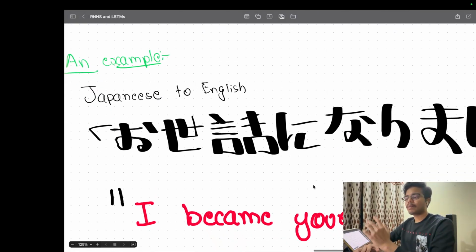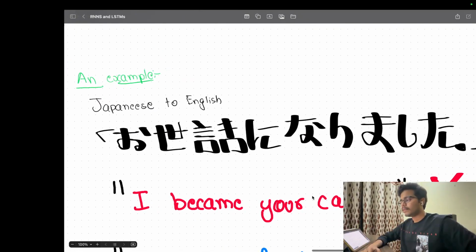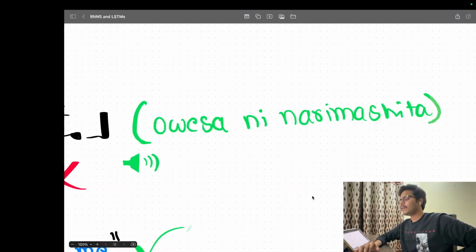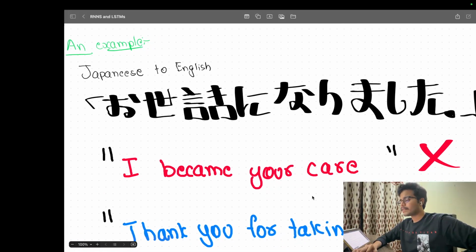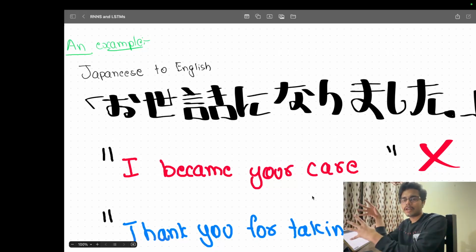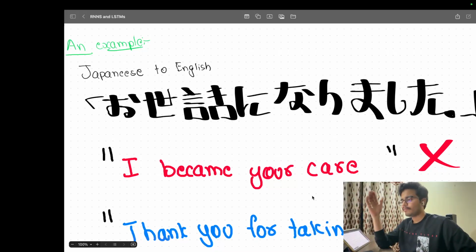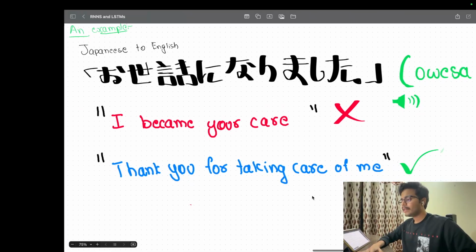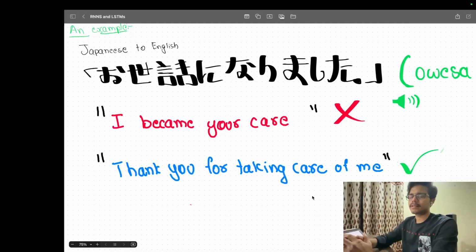Now let's look at a more comprehensive example. This is a statement in Japanese that says, Oese ni narimashita. I hope I'm pronouncing it right. So this is a Japanese statement. When you translate this word to word to English, it translates as I become your care. Okay, that's a well-formed English statement. You can think it has some meaning. But when you look at the actual translation, it's going to say, thank you for taking care of me. These two mean entirely different things.